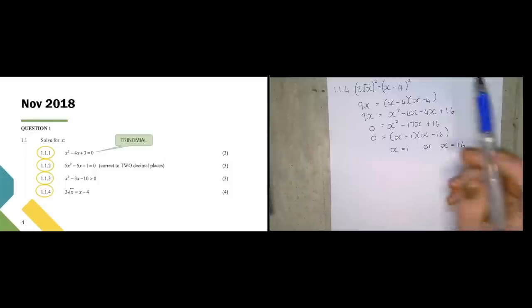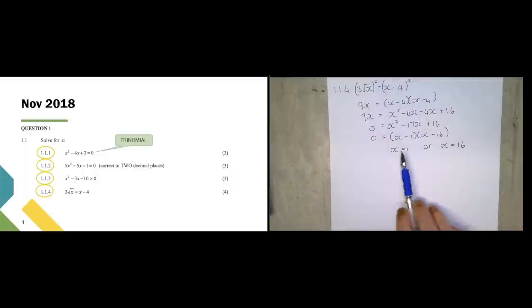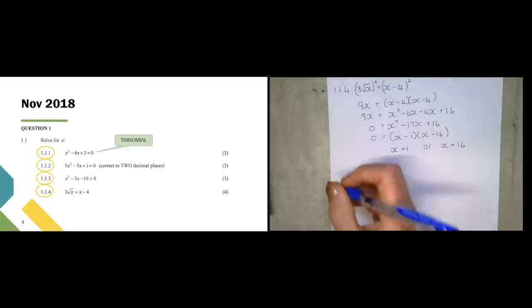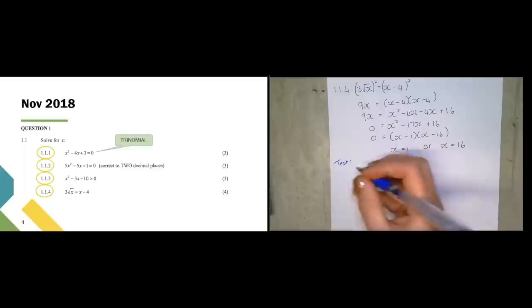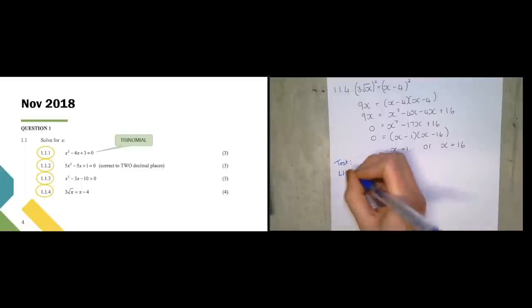Grade 12, this is the only question where you have to test your answers. So, whenever there's a square root and you've squared both sides, this is the only type of sum where you have to test your answers. So, how do I test my answer? I take the left-hand side of the equation, and I see if I get the same as the right-hand side. So I'm going to start with the left-hand side.